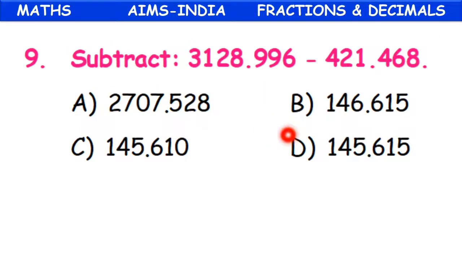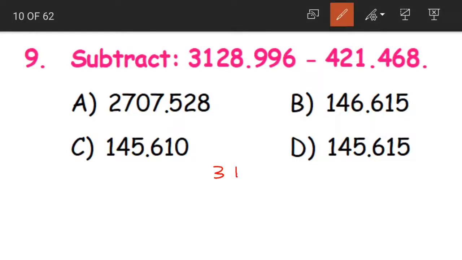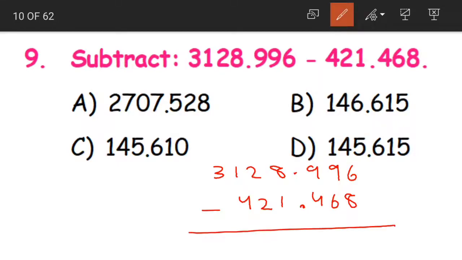Coming to question B. Subtract 3,128.996 minus 421.468. Now this question is our subtraction of decimal numbers. So first let us arrange the decimal numbers. 3,128.996 minus 421.468. We have to subtract them.